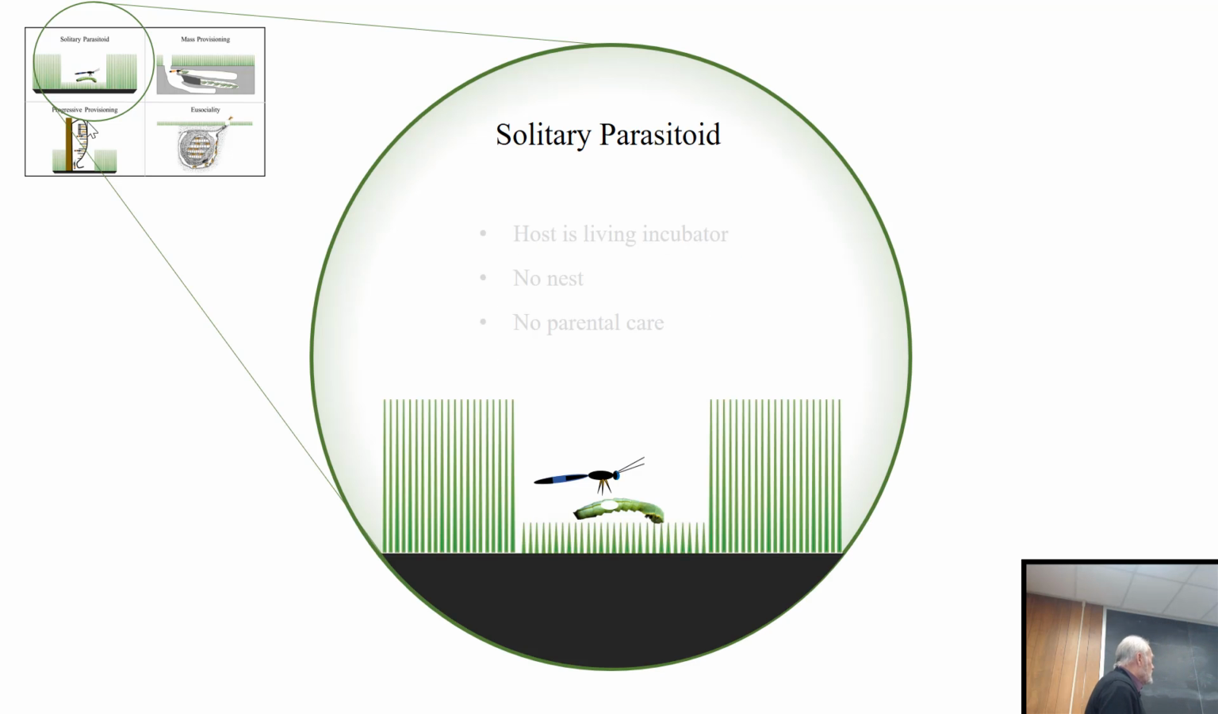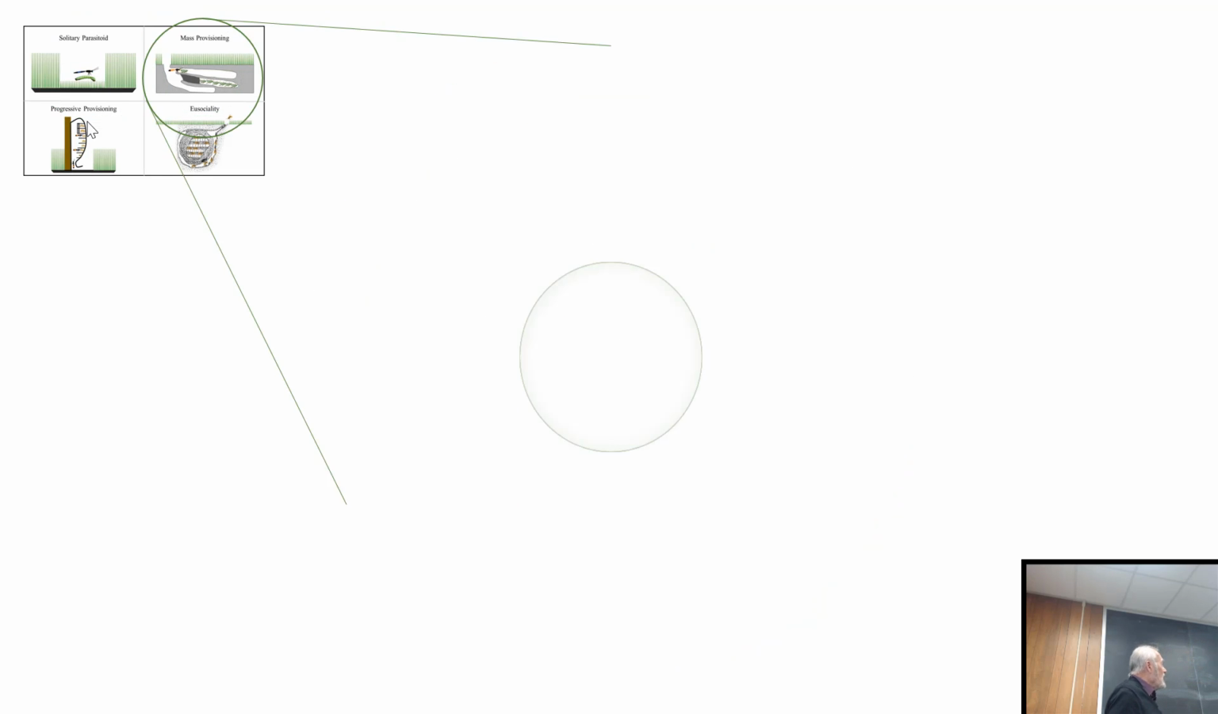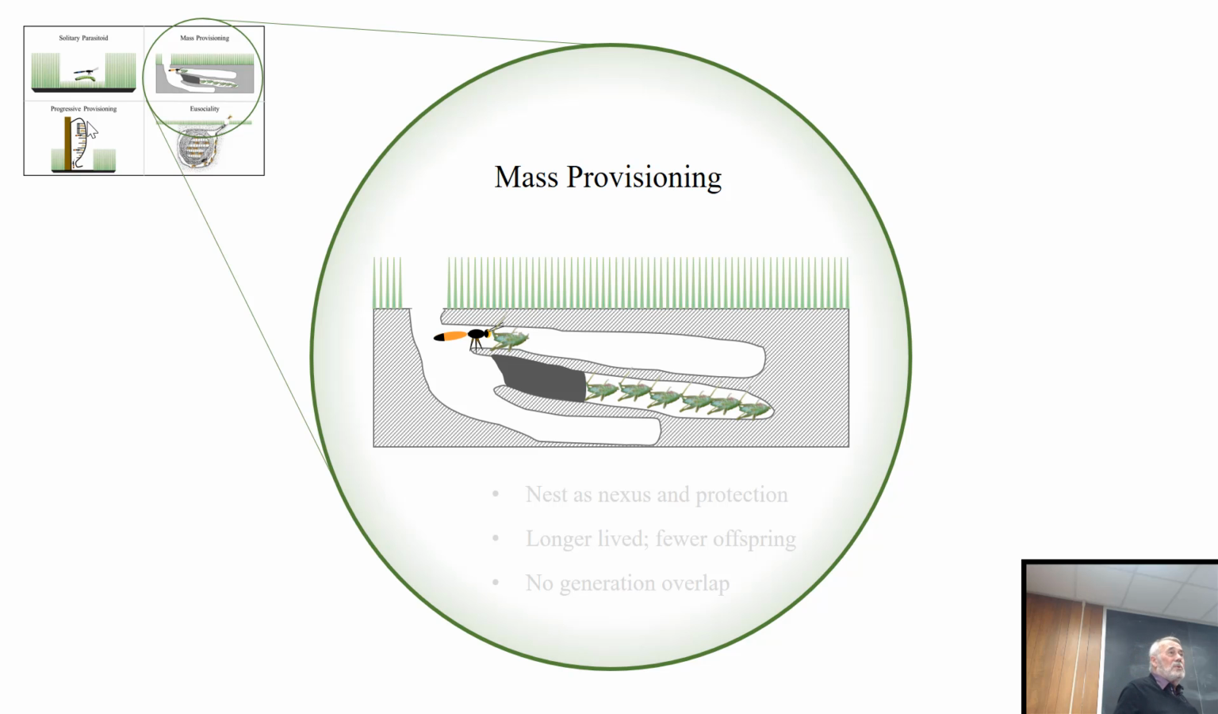So here's how it works, and that is where you have these 4 different stages, and I'll walk through these. So you start out with the solitary parasitoid. That's these little wasps, not social at all, they're just parasitoids. And the host is basically a living incubator. So they lay their egg, the host goes about its business, and then eventually that egg becomes a larva and it eats the host and so forth. But there's no nest, and so therefore there's no parental care. So that's a starting point.